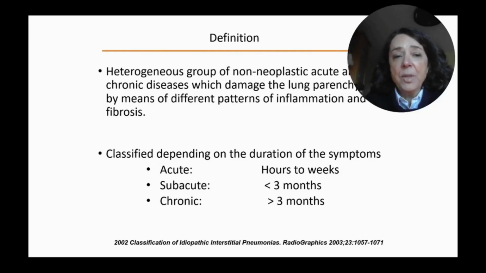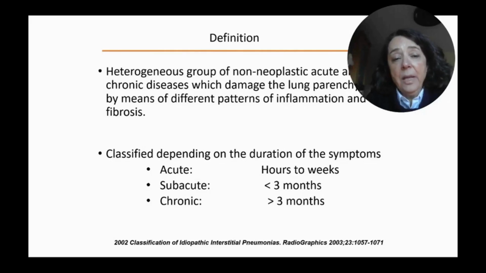It's mainly fibrosis and inflammation and affects the interstitium and the intraalveolar space as well, as we are going to see later. It has been classified always depending on the duration of the symptoms. So acute is when the symptoms in the patient last hours or weeks.